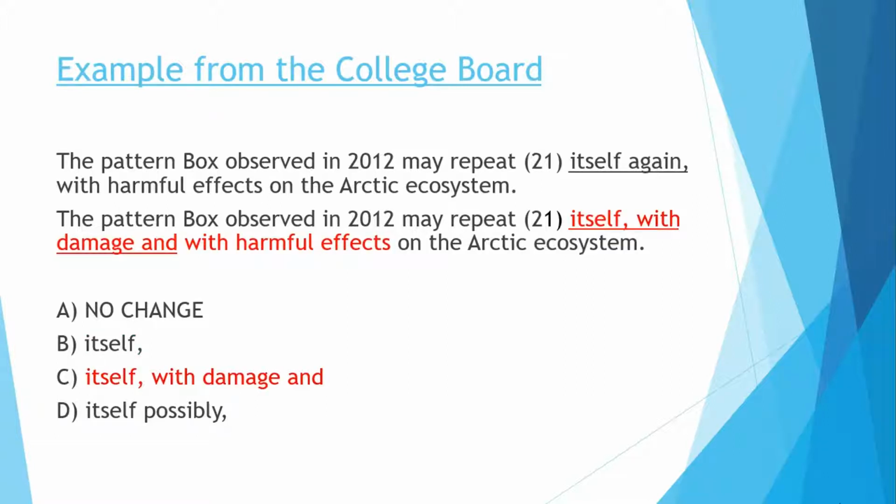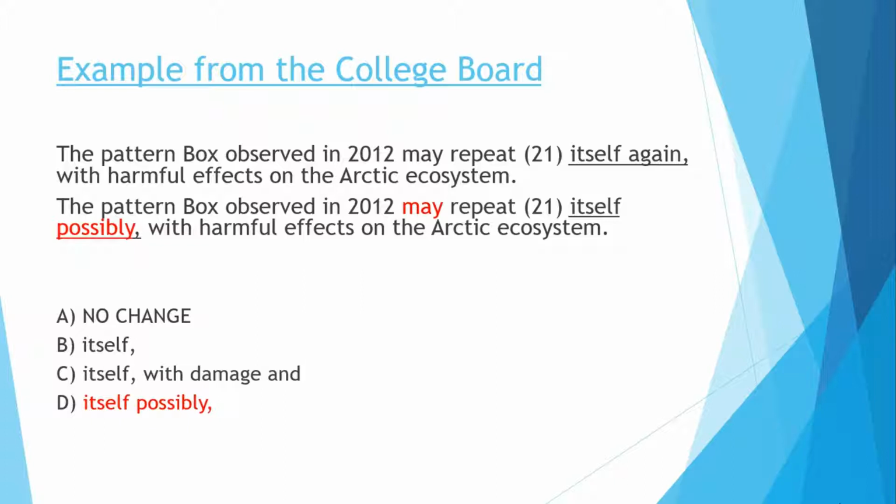Since this is not test day and we're doing this to learn, let's take a look at choice C. The pattern box observed in 2012 may repeat itself with damage with harmful effects on the Arctic ecosystem. Now, clearly there's some redundancy here. Damage and harmful effect mean the same thing, so choice C is not a good choice. Choice D, itself, possibly. Again, we've got the word "may" already in our sentence. Introducing "possibly" keeps the issue with wordiness and redundancy, so we don't want choice D.